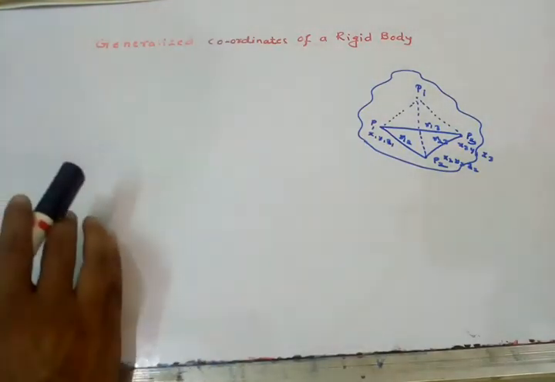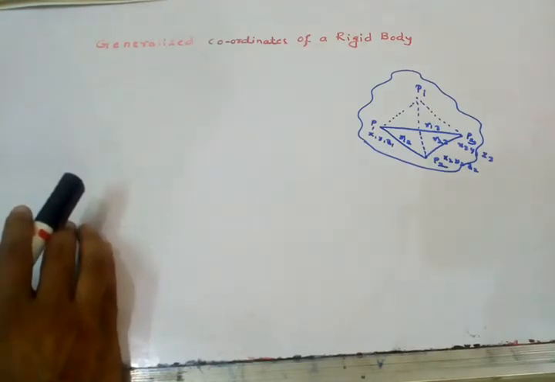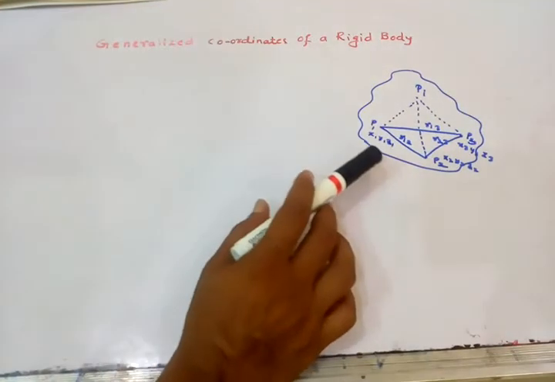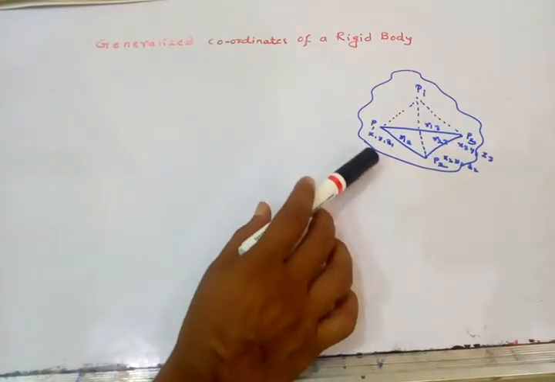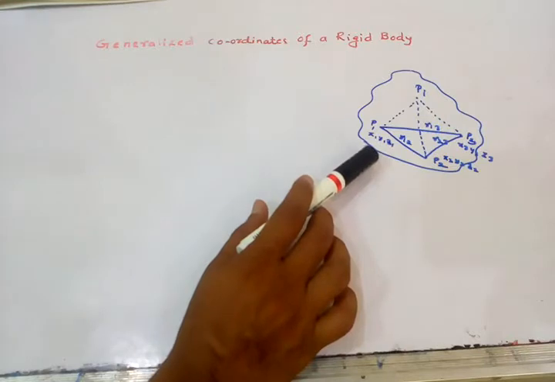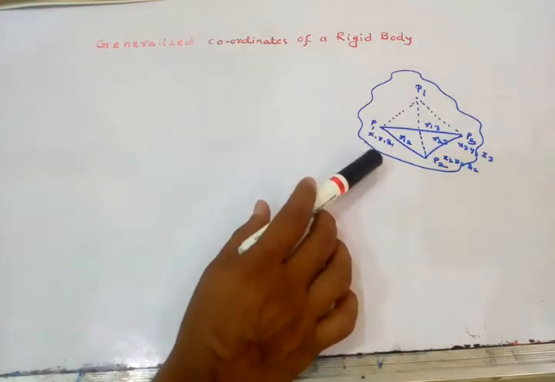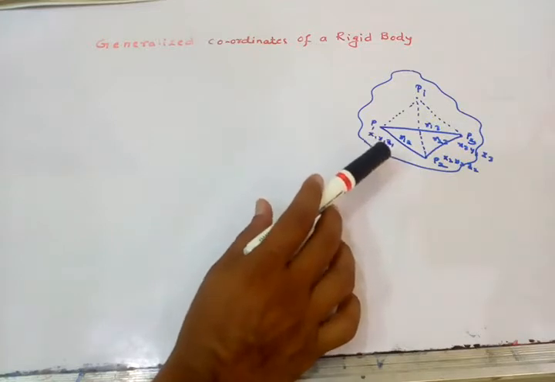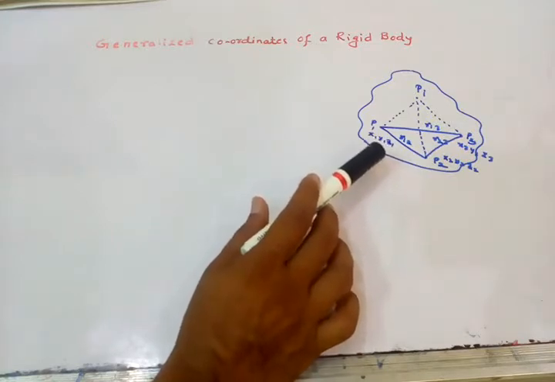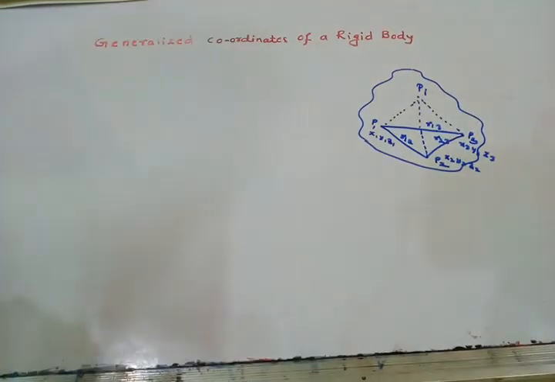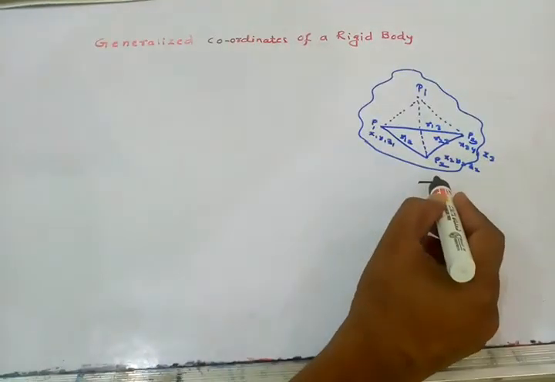Today I am discussing a classical mechanics topic, that is, generalized coordinates of a rigid body. See, this is a rigid body. When we call a body a rigid body, that means if the body is in motion, the distance between any two particles is fixed. The distance between two particles is constant when it is in motion. Then the body is called a rigid body.